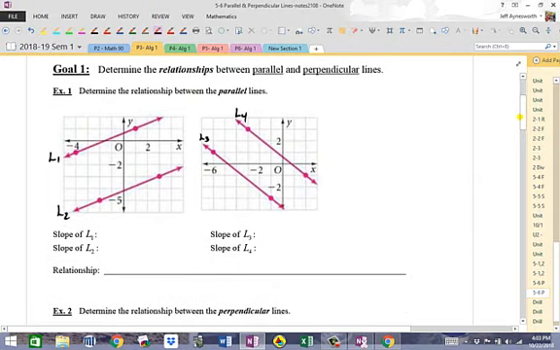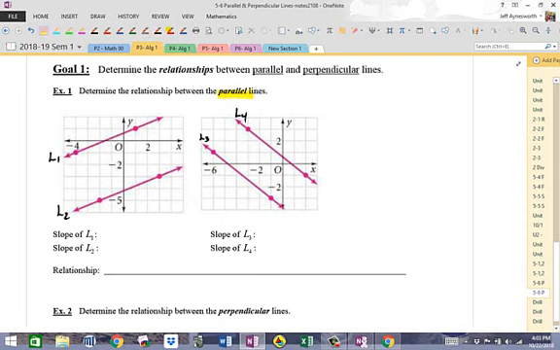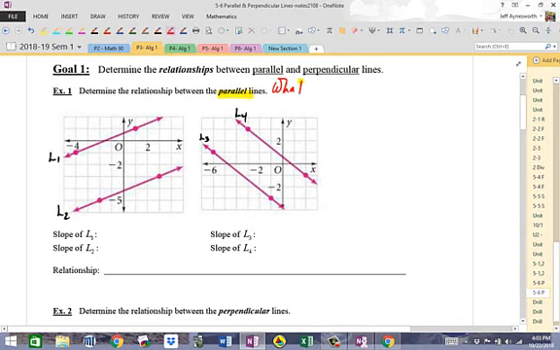So we're going to start off with parallel first, all right, and determine the relationship between the two. What do they have in common? Let's write that down. What do parallel lines have in common? That's the first key question we've got to answer, and when we answer that, then we've got it made.